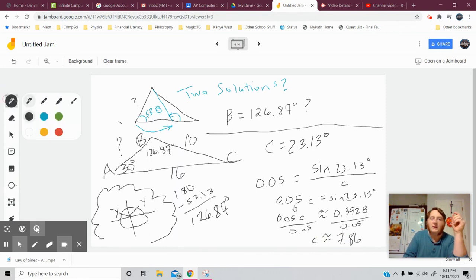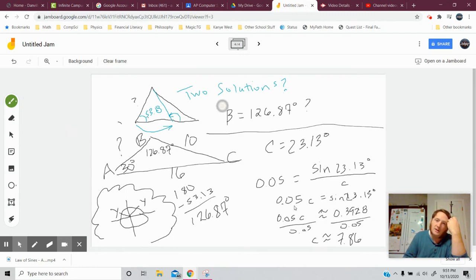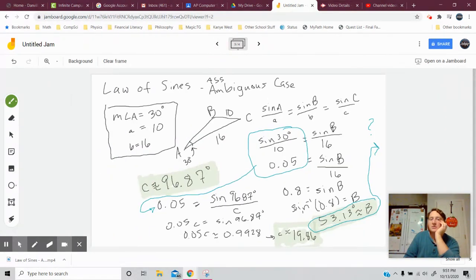So we have found another triangle. It could have been that B was, instead of 53.13, it could have been that it was 126.87. There's no way to know. In which case, now angle C is a tiny little acute angle, and C is a much shorter side. So there are actually two possible triangles for these initial conditions.